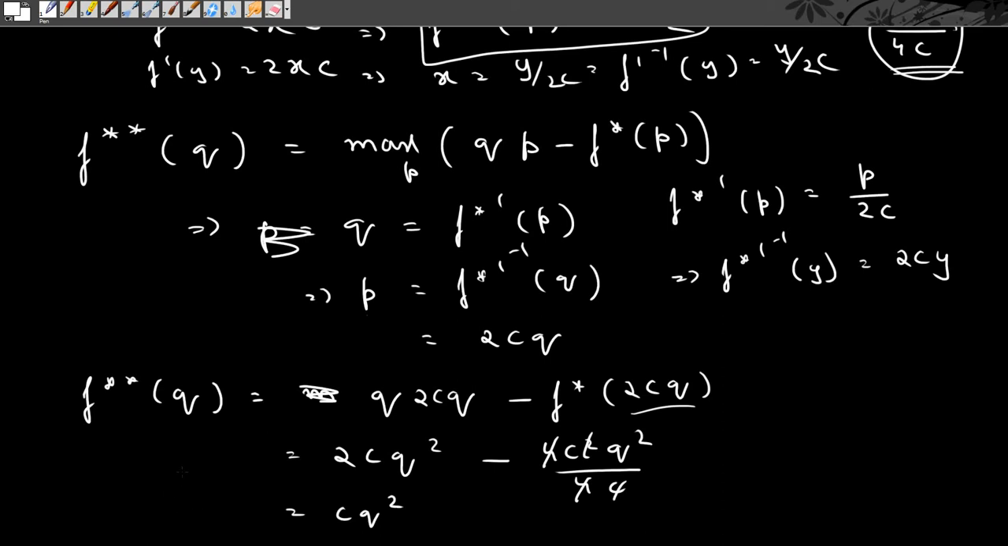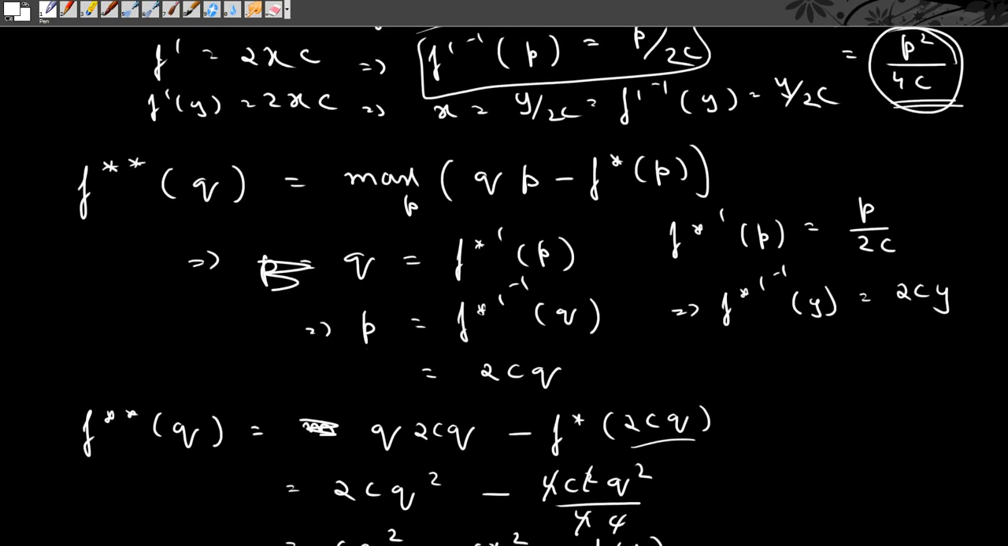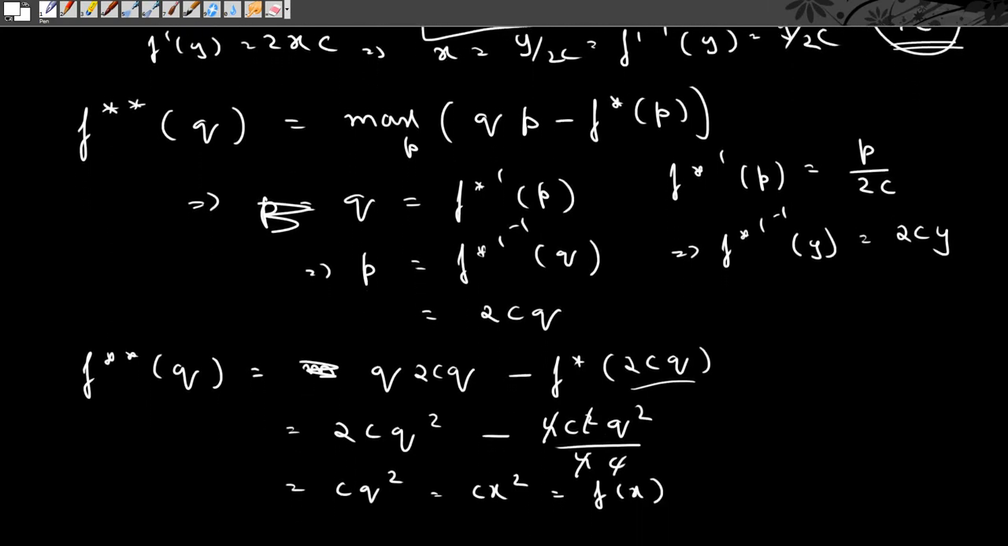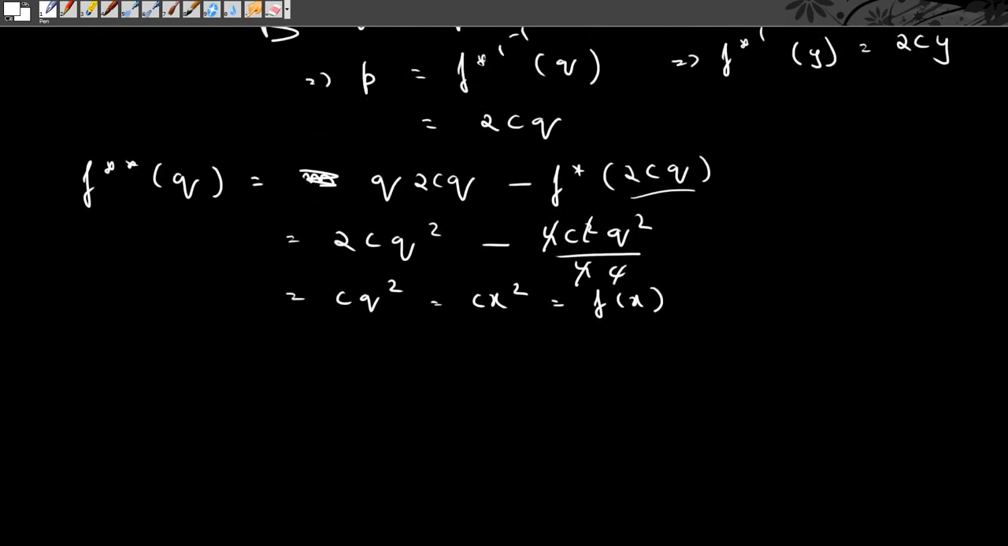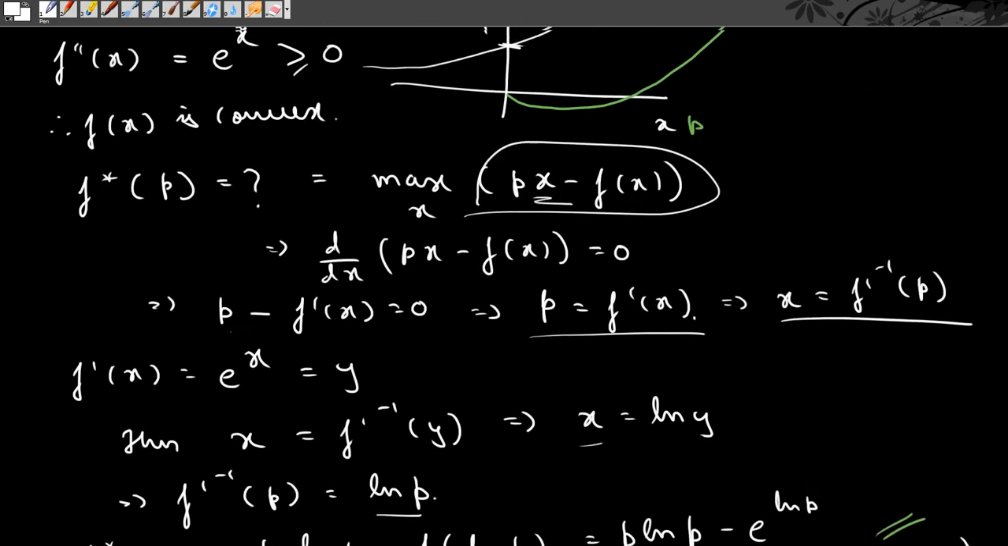Changing the variable to x, we see that this is equal to cx square, and therefore this is equal to f of x, which we initially started with. So therefore, taking the Legendre transform of the Legendre transform gives back the original function, which is the second property which has been verified here. Okay, so I hope that is clear.